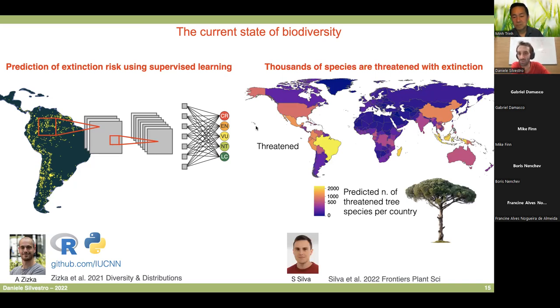There are 68,000 species of trees in the world, and there are thousands and thousands of them that are actually endangered today. About 40% of trees may be endangered as of today, and we can also map where most species are endangered on Earth. Obviously, these will correspond to places that are also very diverse, like the tropics. But doing these types of predictions across many thousands of species will hopefully guide our conservation efforts a little bit. Right, so these are ways to assess how biodiversity is doing today.